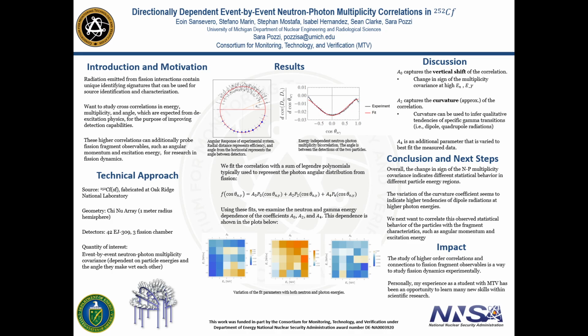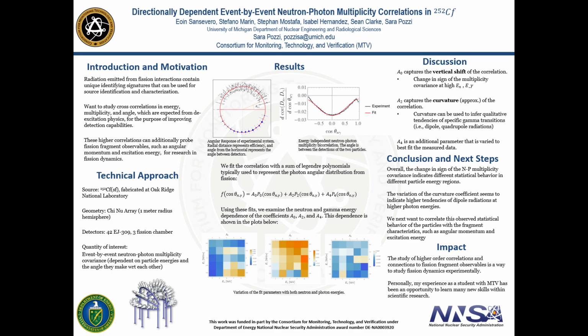The first parameter essentially dictates the vertical shift of the distribution and is a measure of the multiplicity correlation averaged over all the angles. Interestingly, we can see that the multiplicity correlation is negative for regions of low neutron energy, but it switches sign in the regions of high neutron and high photon energies. The behavior and structure in this energy dependence was detailed in Stefano Marin's talk yesterday.